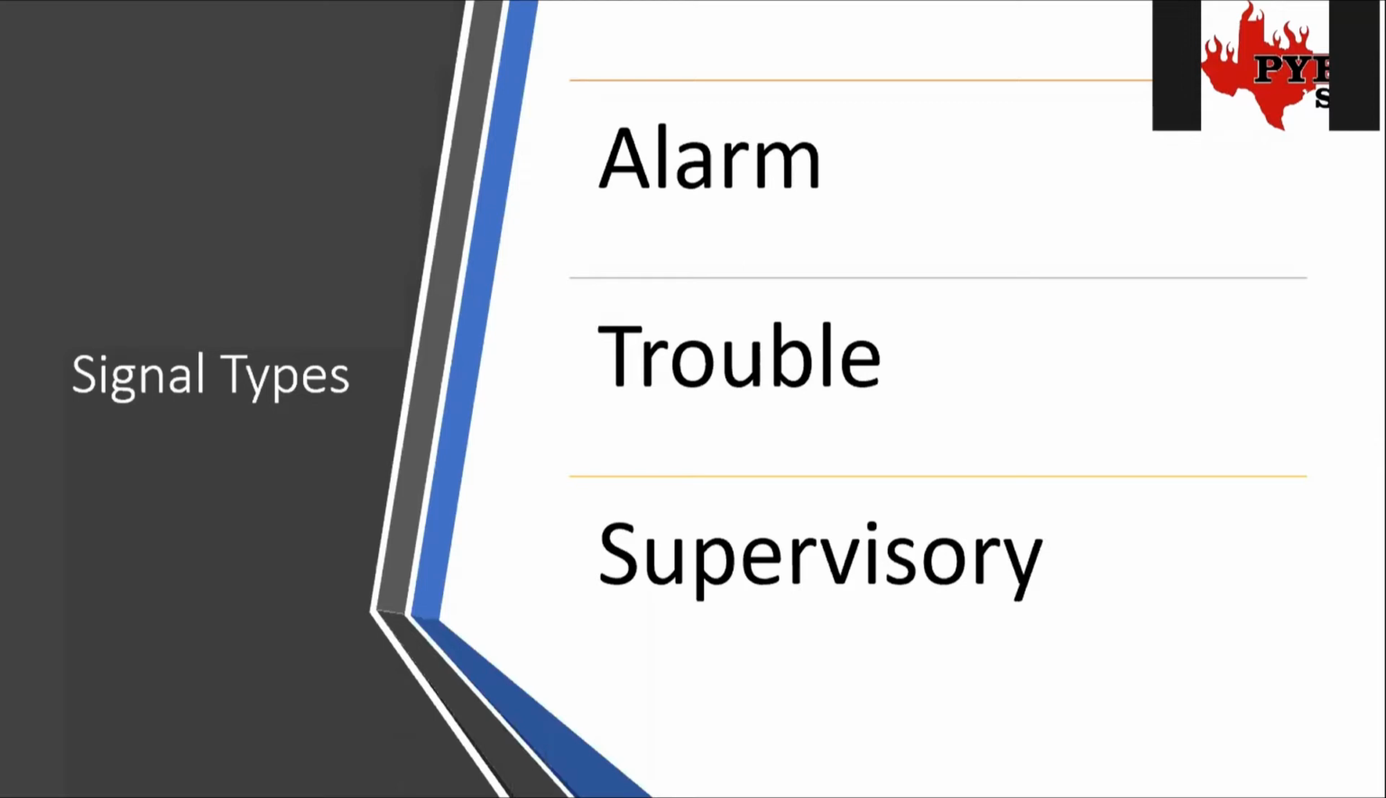They're just not our systems. Other than that, trouble and supervisory basically do the same thing. They put a description of whatever's wrong on the panel, and they send that signal to monitoring, who communicates it to the end user, but not to the fire department. So I just want to make sure everyone's real clear on what those three signals are, because I'll be mentioning them several times as we go.